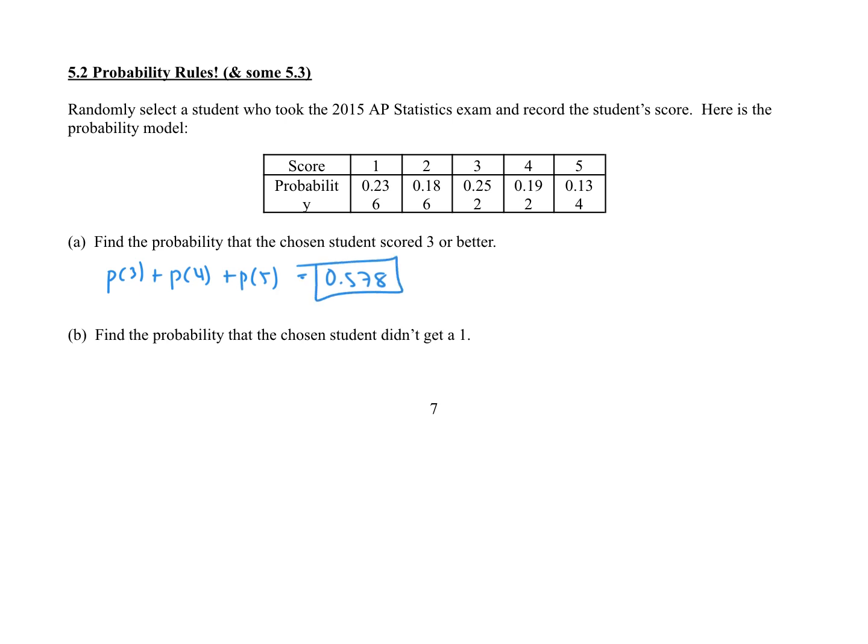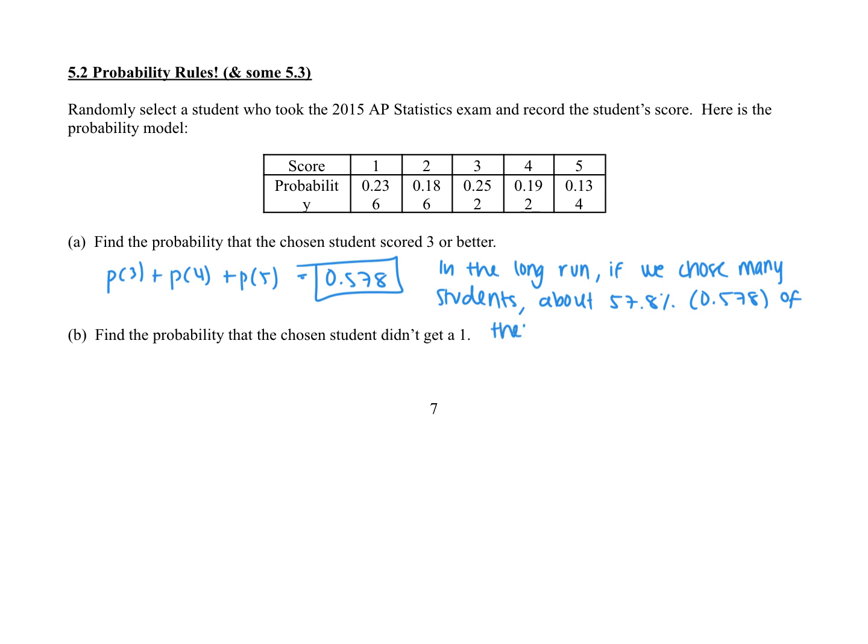And then just as a review from last time, if we were to interpret that probability, we would say something like in the long run, if we chose many students, about 57.8%, or we could also just use 0.578 of them, would have scored 3 or better.